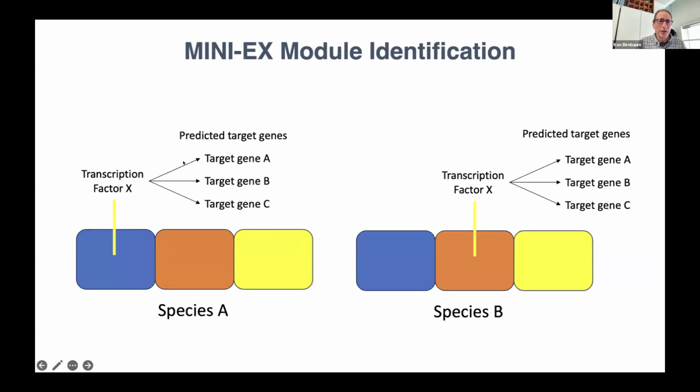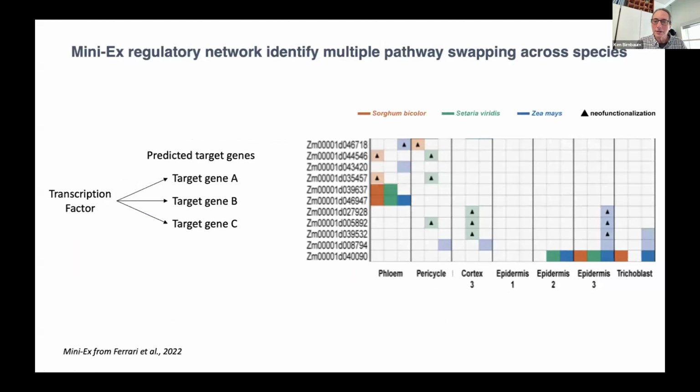And Mini-X may tell you, yes, I see that transcription factor and all its targets, so that module is there. And then perhaps in a second species, that transcription factor and its module, its downstream genes, are now in a different cell type. So we can do that in mass, or for all the genes, or all the modules that we can actually track across the species.